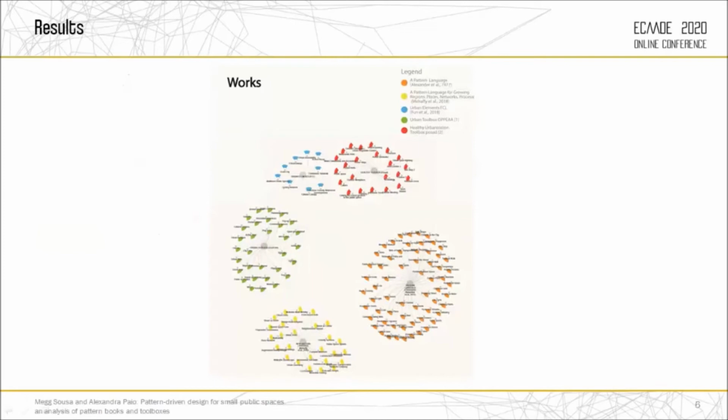In the work class, it's possible to visualize the group with the largest number of patterns compatible with the proposed scale, small public spaces. The system A Pattern Language has the larger number and the set Urban Elements has the smaller. But it's necessary to consider that the urban elements have a system script that allows creating new urban patterns.